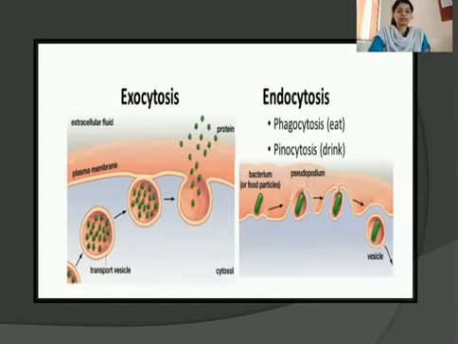So this is basically a comparative diagram of exocytosis and endocytosis. Exocytosis is moving substances out of the cell, and endocytosis is taking substances inside the cell and finally destroying them. And endocytosis is further divided into phagocytosis and pinocytosis.